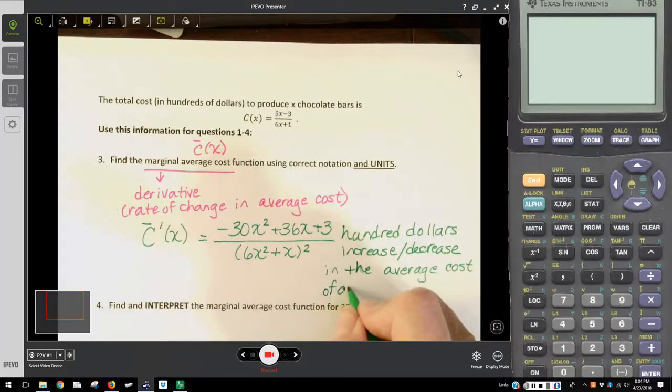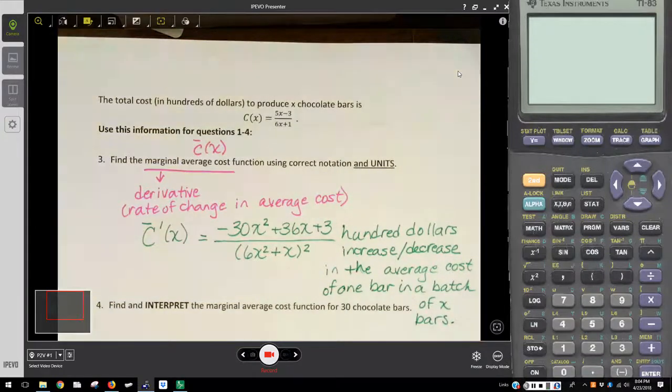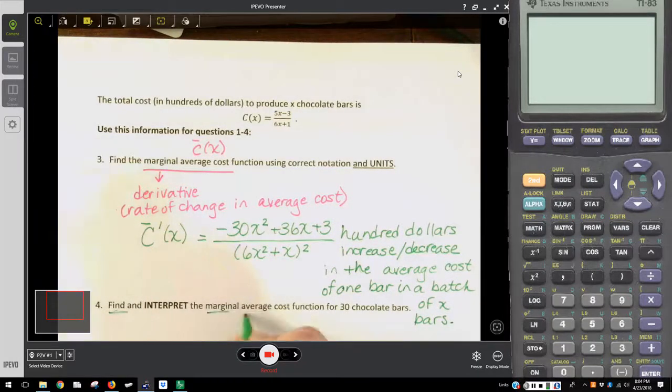of one bar in a batch of x bars. So keep in mind that is a rate of change. That's very important that you realize that that is a rate of change. So when it says to find and interpret, first we're going to find the marginal average cost function, or actually just the cost for 30 bars. So that's going to be our next chore.